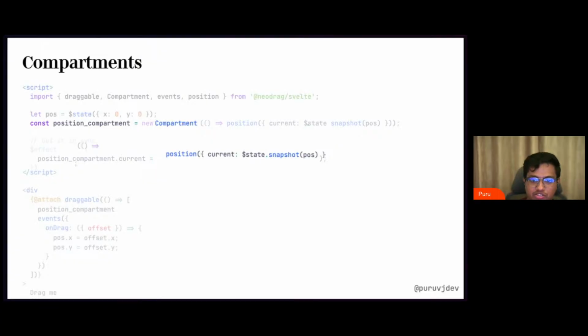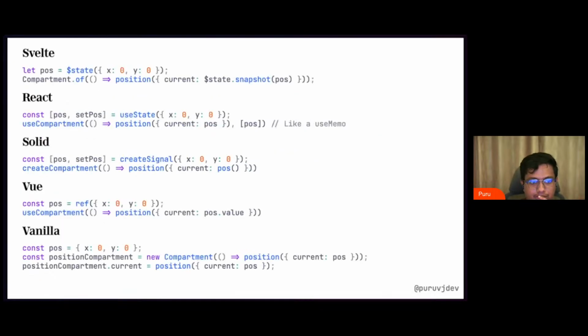Compartment.of takes a function which is run in an effect scope. Means whenever the pause variable changes, the compartment is updated automatically. This is the most idiomatic way of using compartments in Svelte, and it works very well. And there are compartment adapters for other frameworks as well.